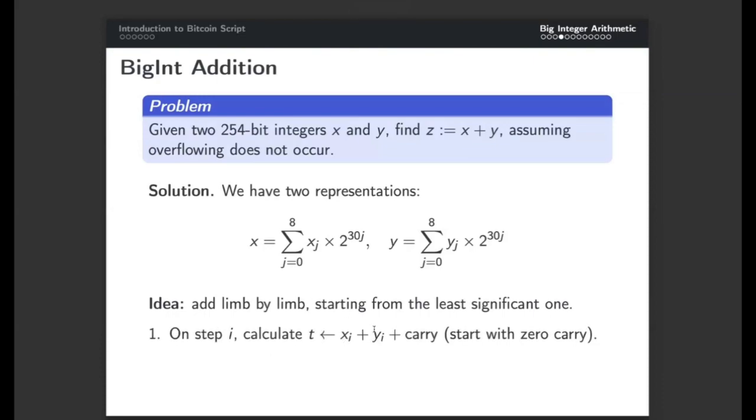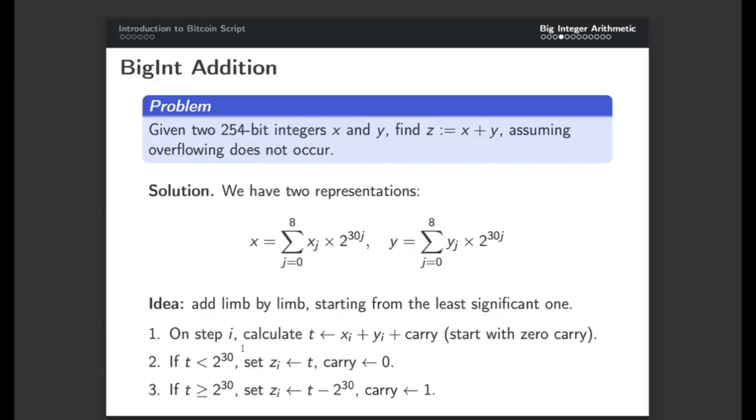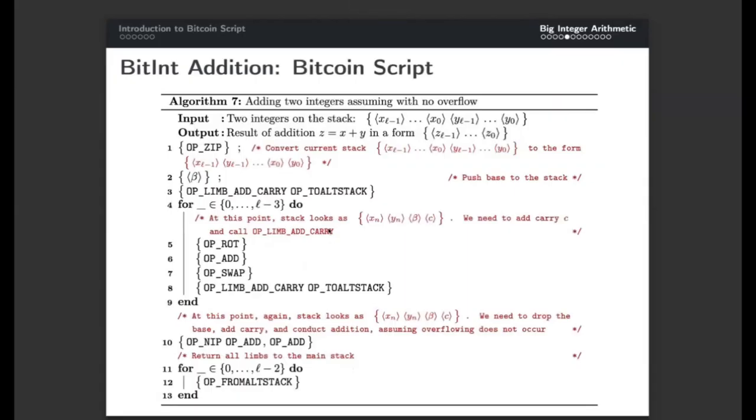On each step, you add two limbs together with the carry bit, which starts from 0. Then, if the result, the limb of the output, does not exceed the 30-bit range, you just simply set it as t and set carry to 0. In case it overflows, so it becomes larger than a 30-bit integer, you subtract 2 to the power of 30 and set carry to 1. And then you proceed with this multiple times. So this is how the low-level implementation looks.